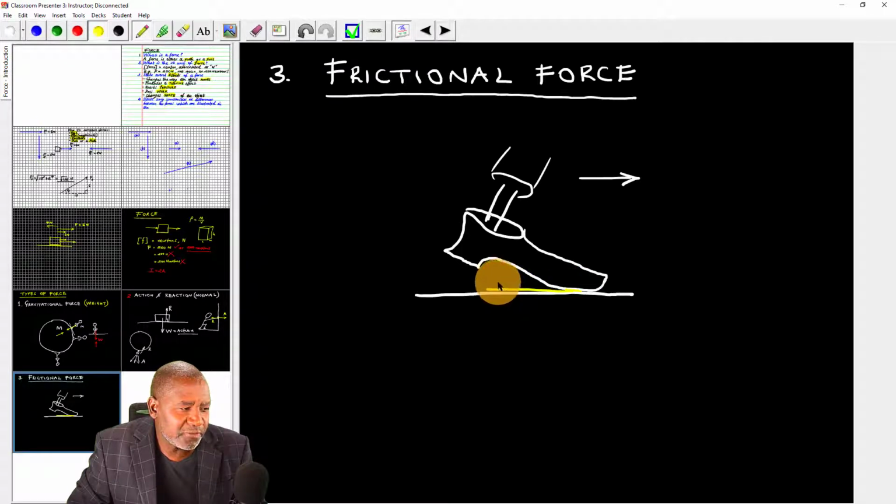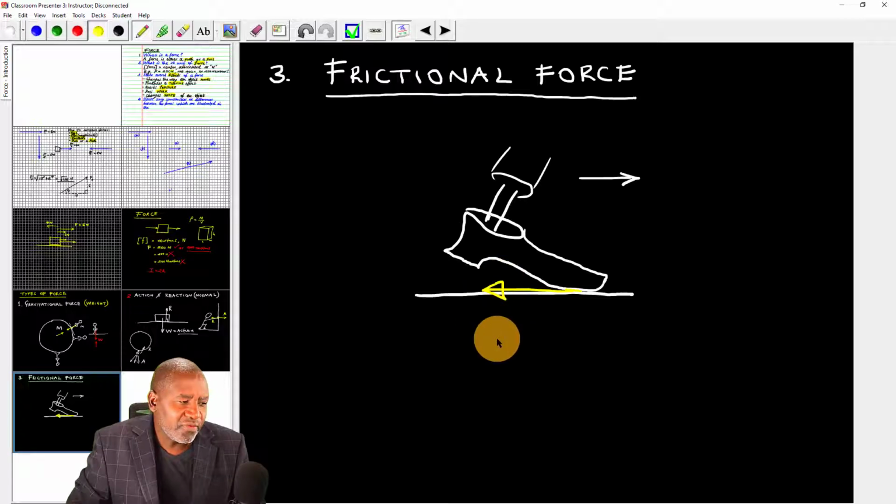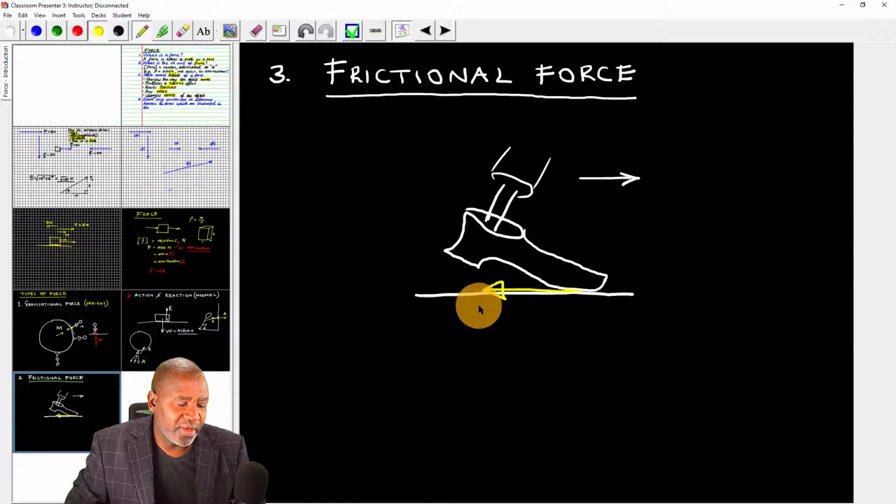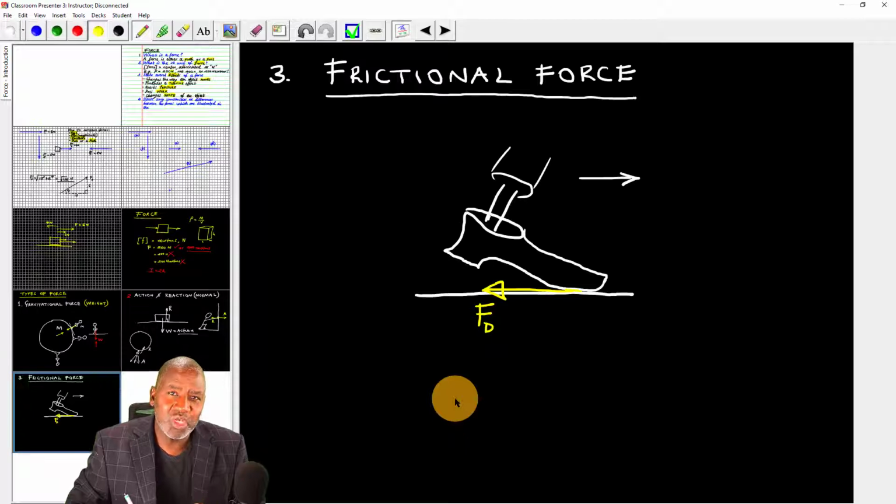So there is this force that you push the ground backwards with, and we can call it the FD, like a driving force. It is your driving force. For you to walk, you have to push the ground backwards. And how do we know that you push the ground backwards?